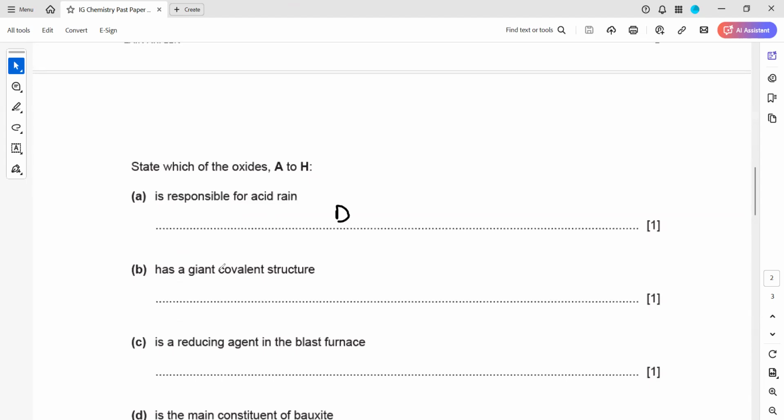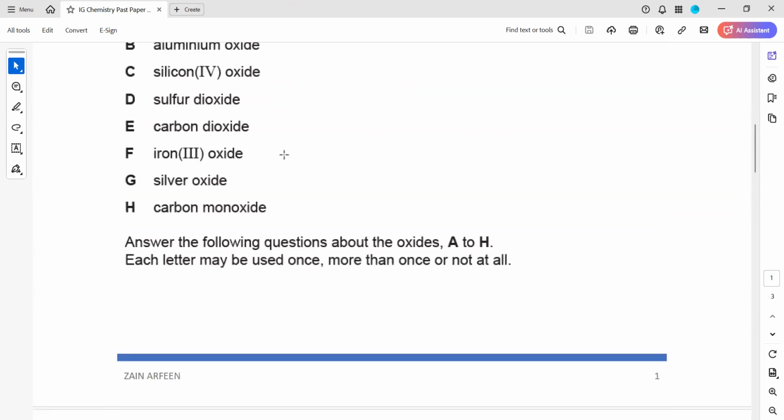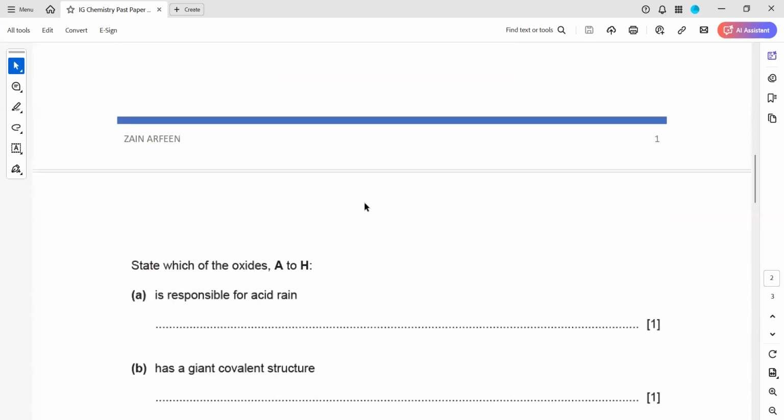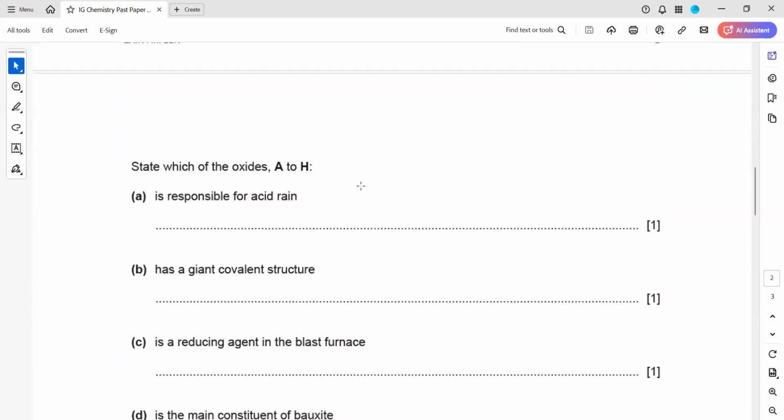Has a giant structure. So which oxide has a giant structure? You have these oxides, so you can see silicon 4 oxide has a giant structure. So you're not supposed to write the full name, silicon 4 oxide. You will just use the letter C there, as it is a giant covalent structure.